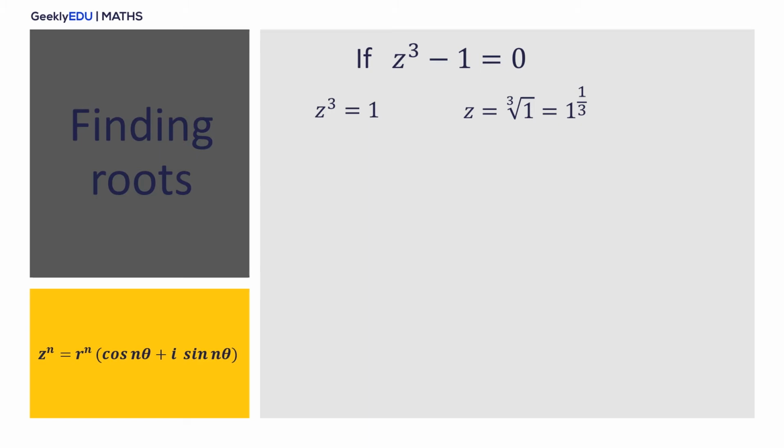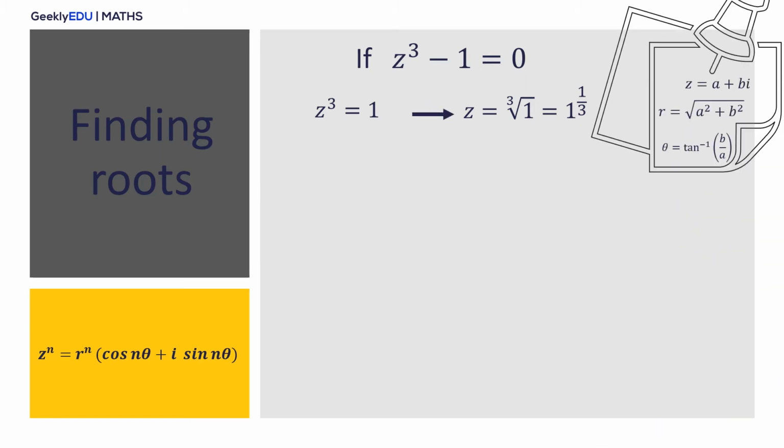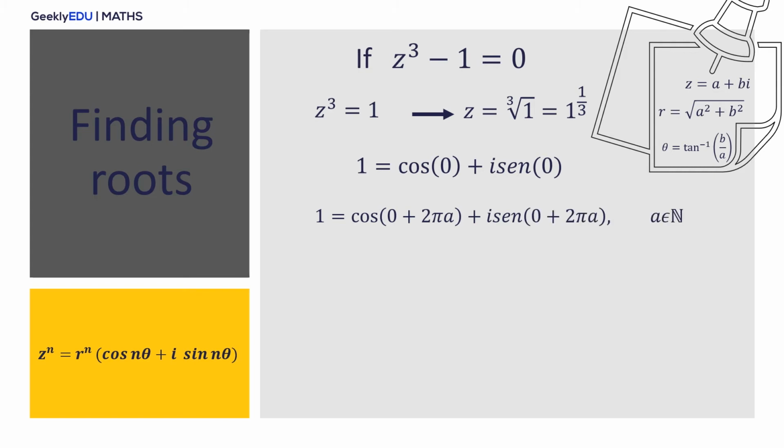The next step is to represent the complex number 1 in its polar form. We are going to use these equations for the polar form. In this case, r is equal to 1 and theta is equal to 0. We substitute these values, and this equation can be represented in a general form by adding 2 pi times a, which represents a times a whole circle. Remember that one circle has 2 pi radians, and a is any natural number.